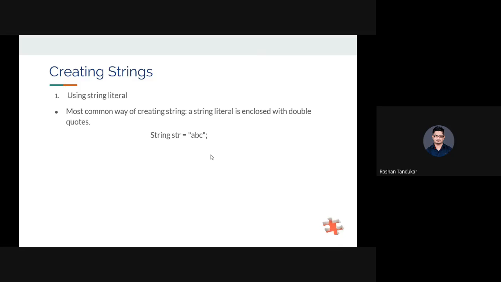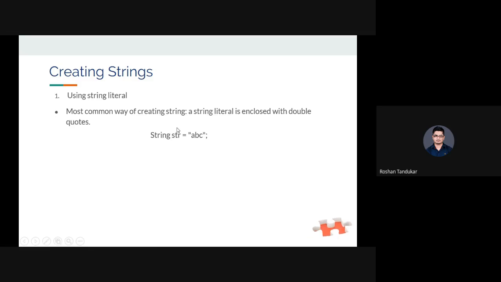You have done what? For defining an integer, what have you done? Int a equal to 5. Similarly, to create a string also, you have to use what? String str equal to abc, where you know that string is a built-in class. It is not a simple data type such as int, decimal, float, or double. But this is a class.